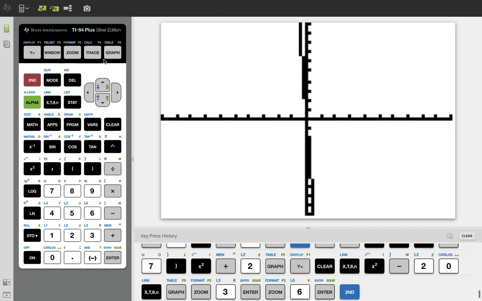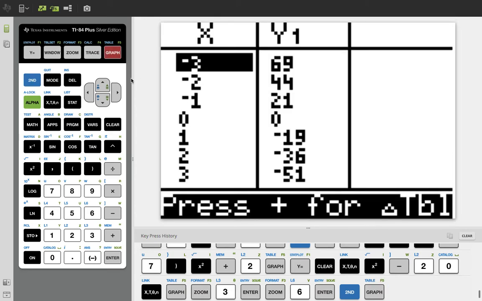So let's go to the table. Now we're looking for sign changes in my y column. We want to see it go from a positive number to a negative number or negative to positive. Notice I got one here. It goes from 21 to negative 19. And notice mainly y is 0 when x is 0. So that's one of my answers. x equals 0 is an answer.